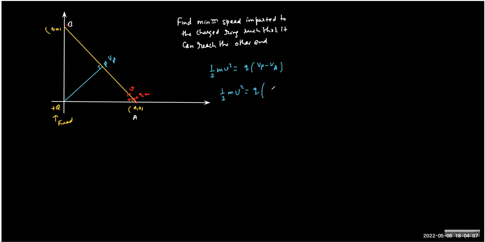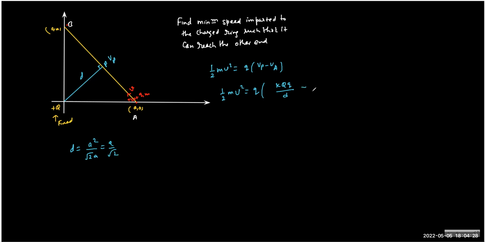Vp will be KQQ by root 2 D. KQQ by A. Yes, sir. So the D in this case is simple. So it is A square by root 2A, right? Yes, sir. So it is A by root 2, isn't it? Yes, sir.